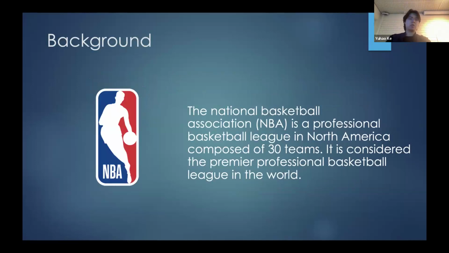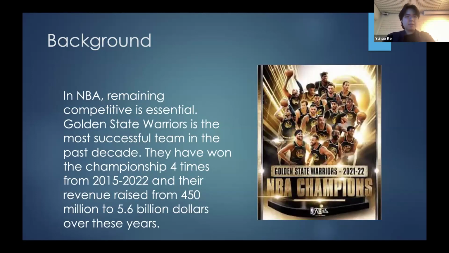So the National Basketball Association, NBA, is the professional basketball league in North America, and that has 30 teams, is considered the premier professional basketball league in the world. And in NBA, remaining competitive is very essential. On the screen, you can see the team Golden State Warriors. They are the most successful team in the past decades. They won the championship 4 times from 2015 to 2022, and their revenue raised from $450 million to $5.6 billion over these years. So if you are a very competitive team, you can earn more money. That is very simple in the NBA world.